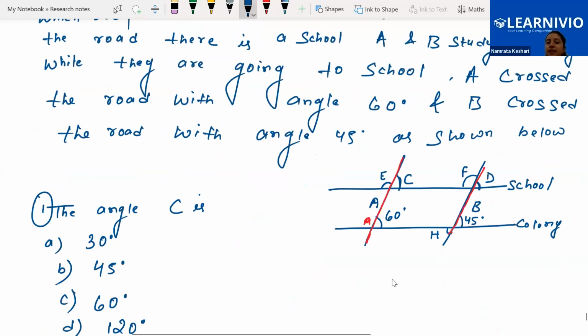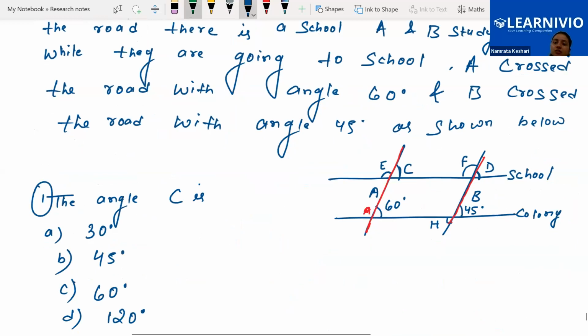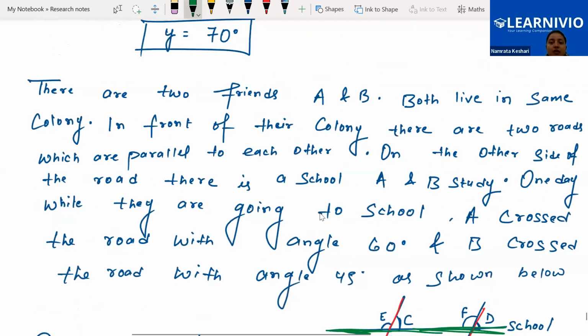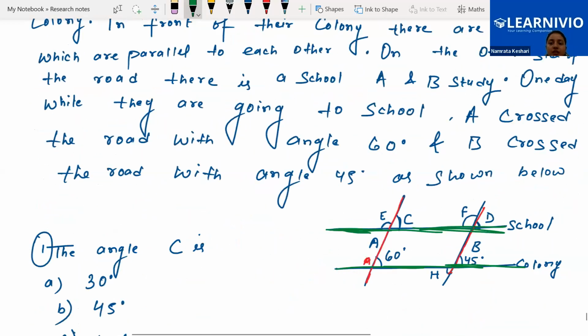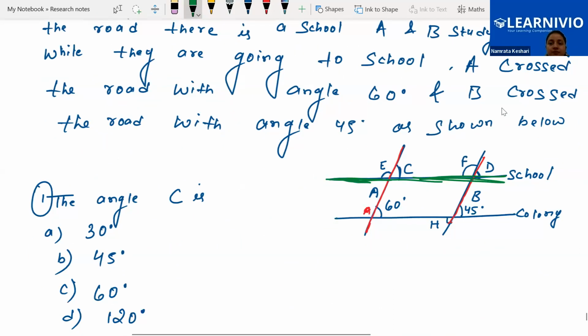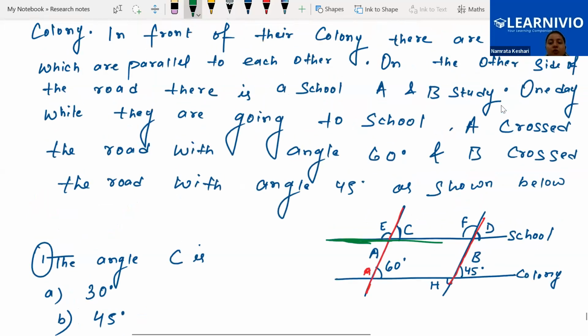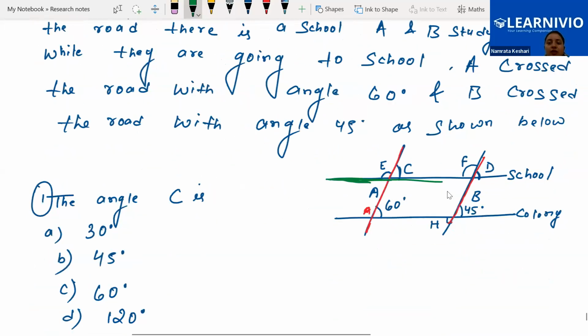So here, be careful in the question. What I can see, it doesn't say that this green line and this green line, these two are parallel. It is nowhere written that the line on which a school is lying and the line on which the colony is lying are parallel. Is it written over here? No, it is not written. Basically, these two orange lines are parallel with each other. That's what only we can take.